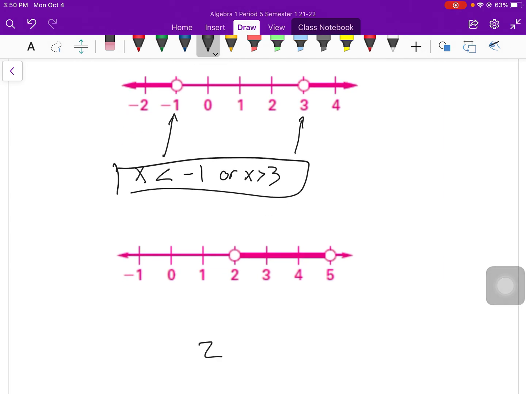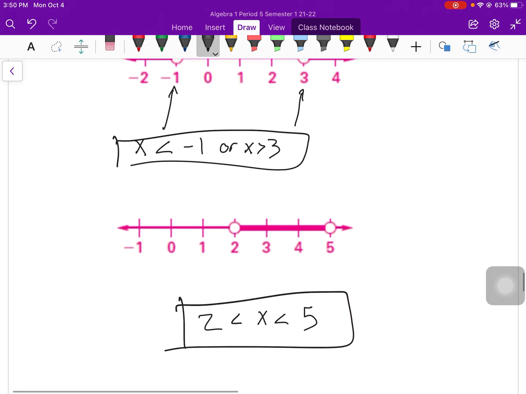For this one, my values are at 2 and 5. My stuff is between them. I'm connecting the dots, so I'm going to put my variable between them. I'm going to go smallest to biggest. 2 is less than x is less than 5.